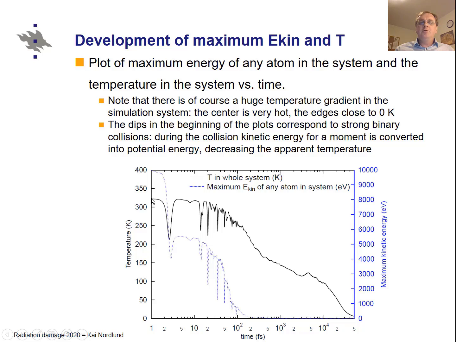So if you first look at the black curve here, this is the temperature in the whole system, and you see that the overall trend here is decreasing, and eventually it cools down back towards 0 Kelvin. You note that this is a logarithmic time scale. So initially this region here is the ballistic phase, and then after that you get into this heat spike-like phase.